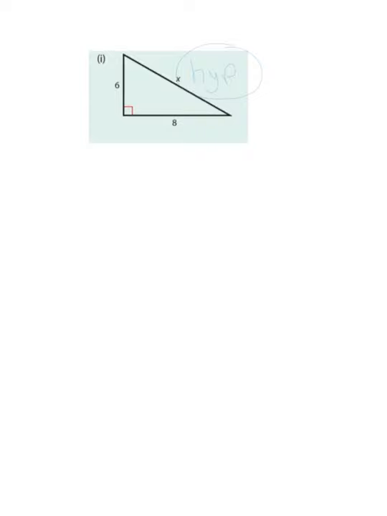So then we go with the theorem, which states that the square on the hypotenuse is equal to the sum of the squares of the other two sides. So that would give me, in this example, x squared is equal to 6 squared plus 8 squared. Working that out then, x squared is equal to 6 squared is 36 plus 8 squared is 64. Adding those two together, x squared would give me 100.